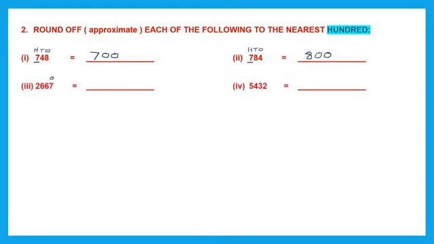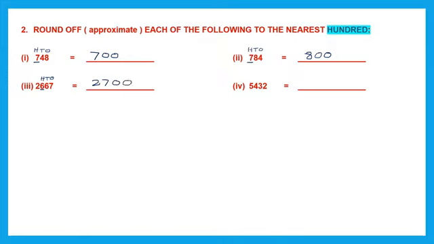Question 3. The digit in the hundreds place this time is 6 and the digit to its right is more than 5. So the underlined digit will change to its next digit, that is 7. So here we have 2 as it is, then 7 and the other 2 digits to its right will be replaced with zeros. So 2700.